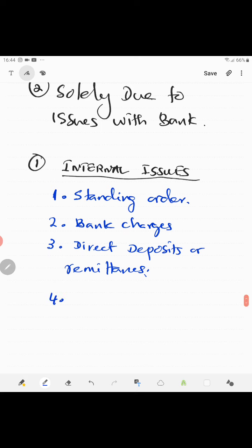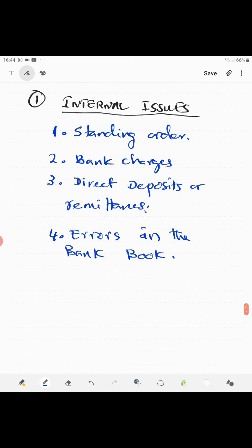Sometimes the bookkeepers or other staff who do these record keeping transactions are human beings, and human beings are prone to make mistakes. So because of that, we may have errors in the bank book. So these are some examples of reasons why we have a difference between the bank book and the bank statement. These are under internal issues.